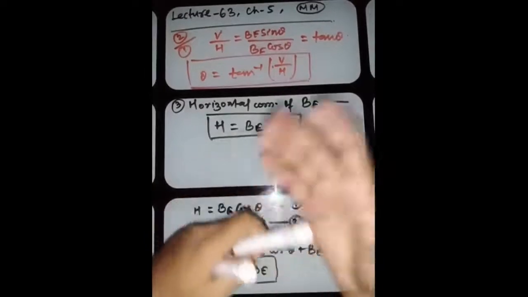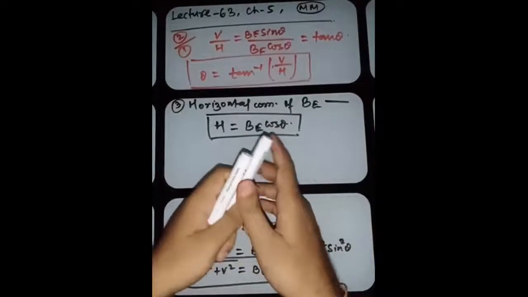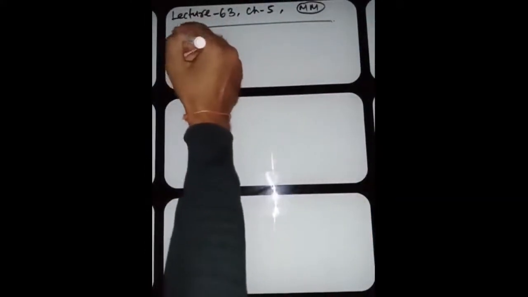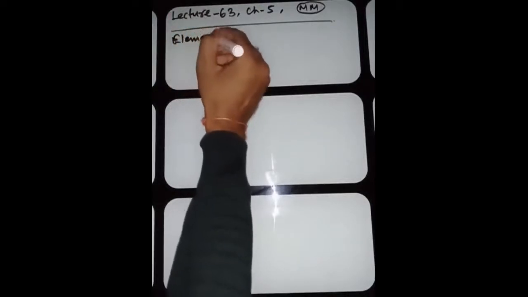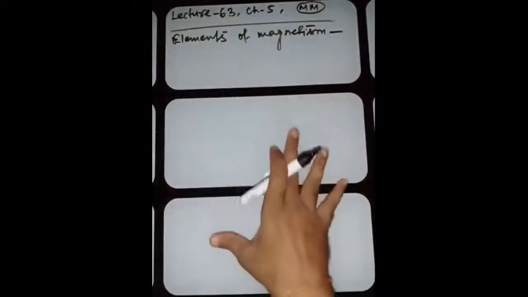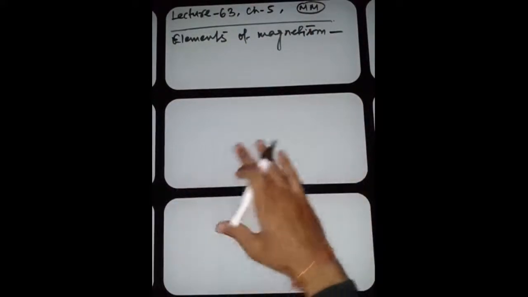Okay, so here the next topic, my dear students, will start. It is the elements of magnetism. Okay, give the heading, elements of magnetism. You will get 2 to 3 questions in the examination on the basis of this particular topic, the Earth's magnetism, the Earth's magnetic field. Okay, the elements of magnetism.